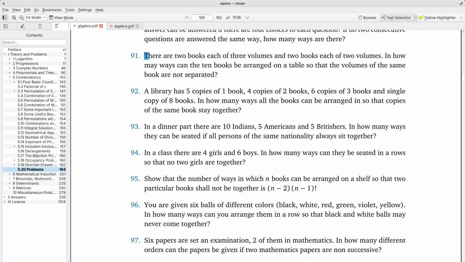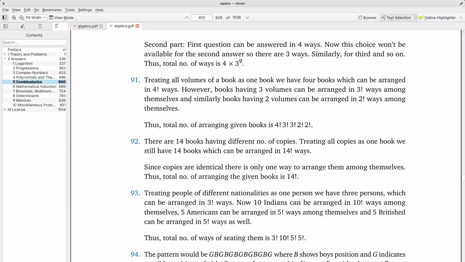Question 91 says that there are two books, each of 3 volumes, and 2 books, each of 2 volumes. In how many ways can the 10 books be arranged on a table so that the volumes of the same books are not separated?